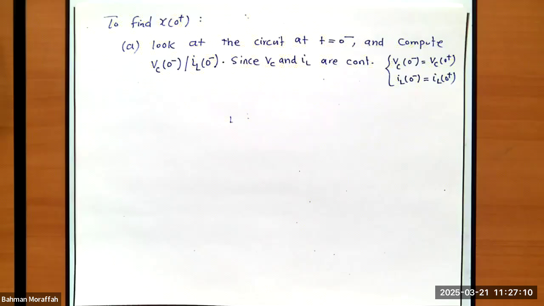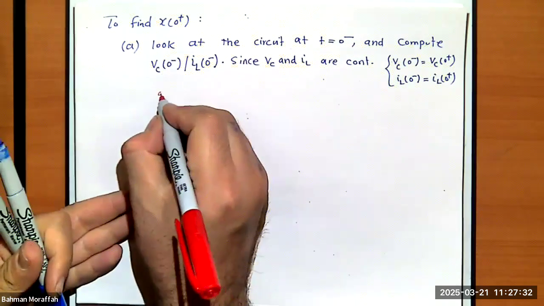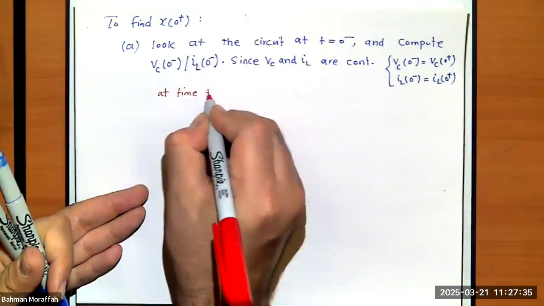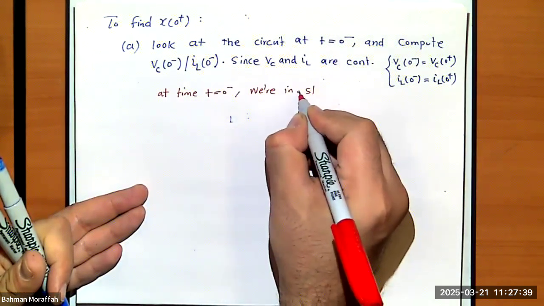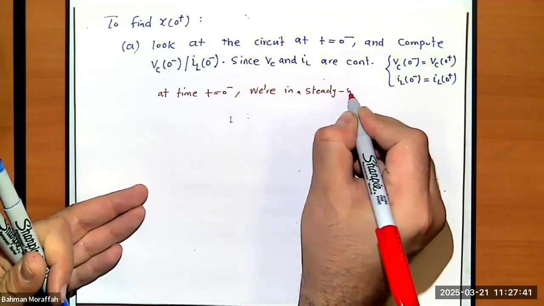But here's the thing, at time 0 minus, what's happening in the circuit? Again, we're in a steady state condition because everything in the circuit is constant, right? So to find VC at time 0 negative, I'm still in a steady state condition, which means if I have a capacitor, I have to open it. If I have an inductor, I got to short it out. So at time t equals 0 negative, we're in a steady state condition.